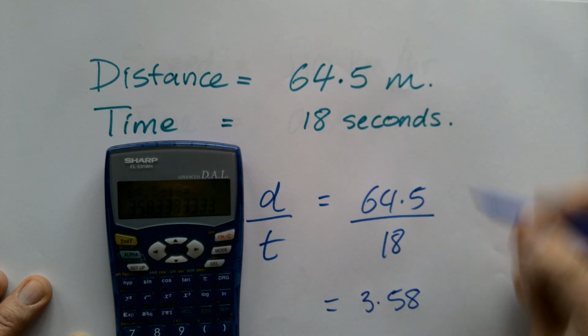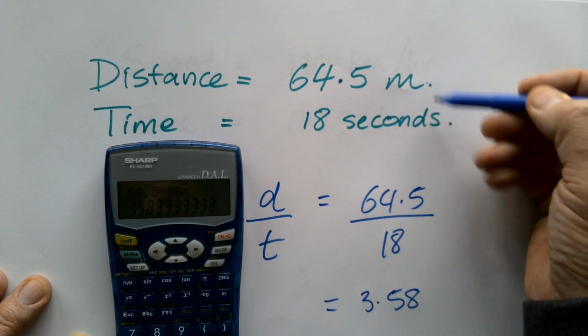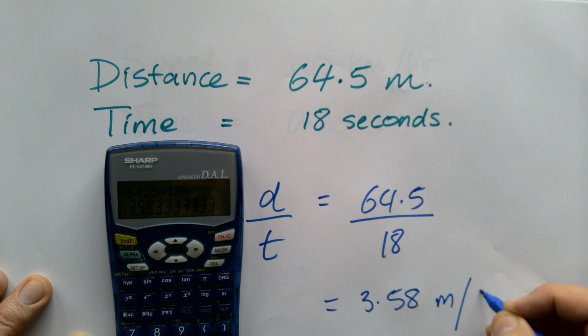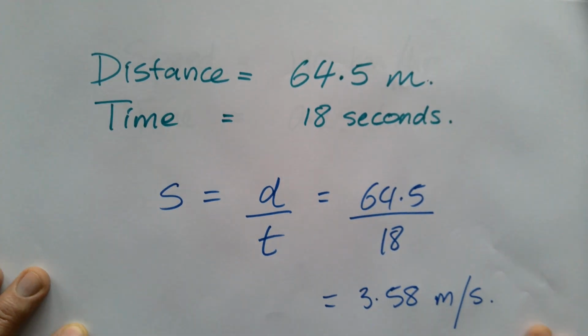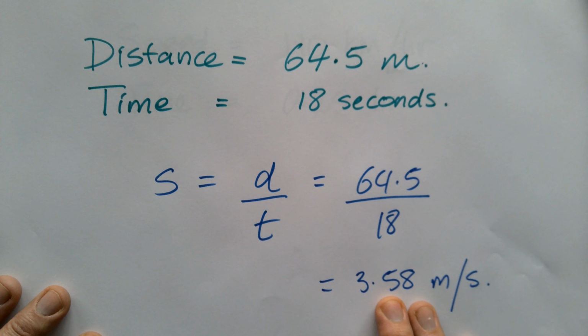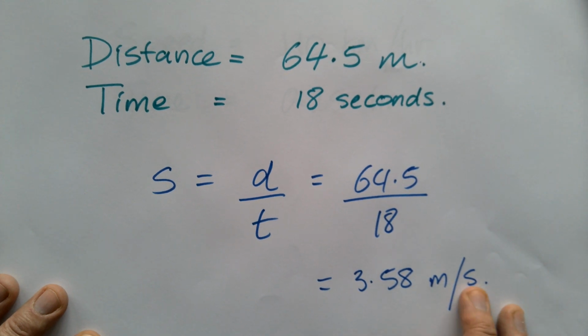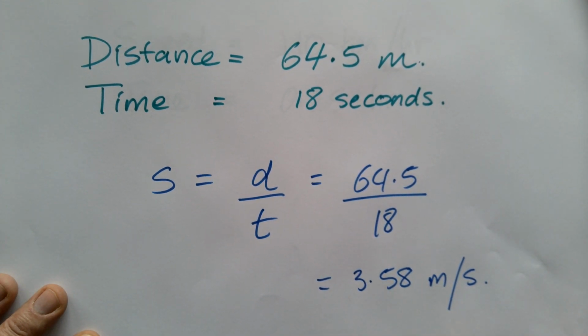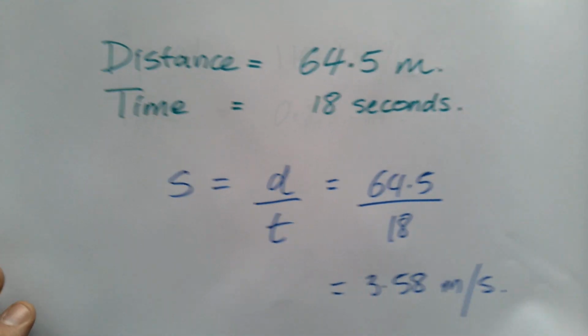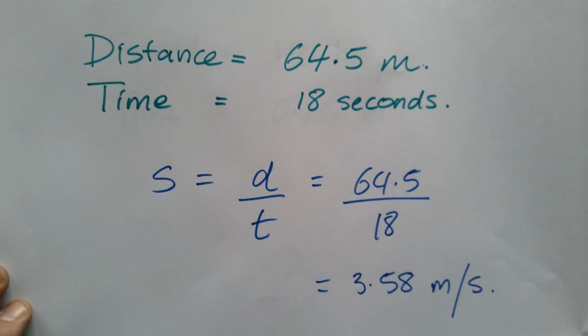But what are the units? Well, I started off in meters and seconds, so this is going to be meters per second. So this thing, whatever it is, for every second of its movement, it covers 3.58 meters. Okay, so that's using the formula to find speed.